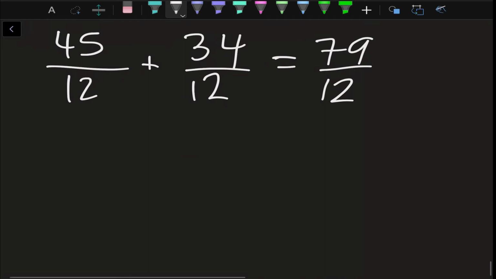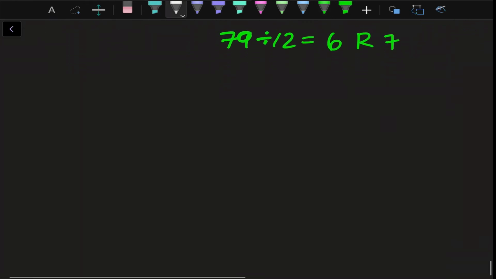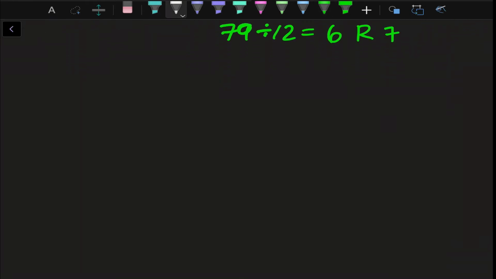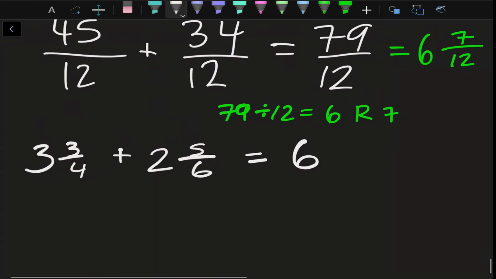And if we were to go 79 divided by 12, we'd get 6 with remainder 7, which means that this is equal to 6 and 7/12. Okay, and to write it again, we're looking for 3 3/4 plus 2 5/6, and we already know that we're looking for 6 and 7/12.